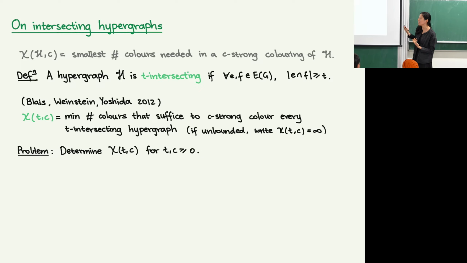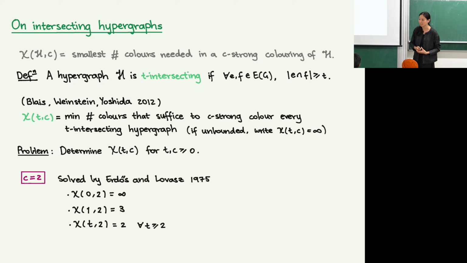As I mentioned, it's really not clear that this should be finite, but in some sense there's a little bit of a precedent here, which is the case c equals 2. As I mentioned, this is the weak coloring case, the colorings that have been most studied for hypergraphs. And here, Erdős and Lovász showed much earlier than these concepts were studied that chi_{0,2} equals infinity, chi_{1,2} equals 3, and chi_{t,2} equals 2 for all t at least 2. So that gives us a complete solution in this weak coloring case.